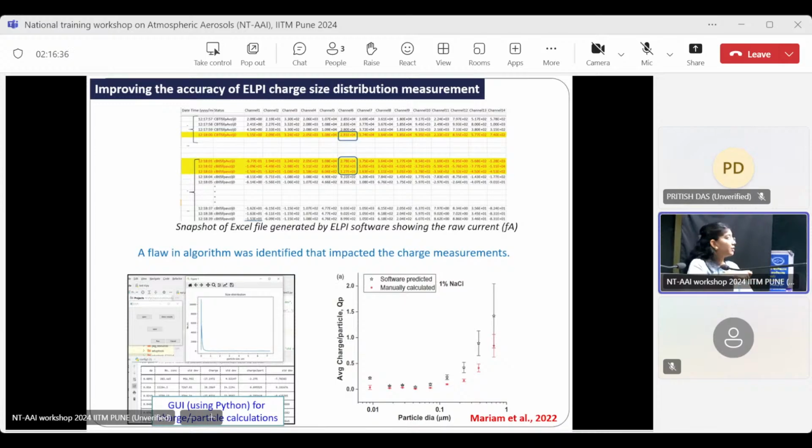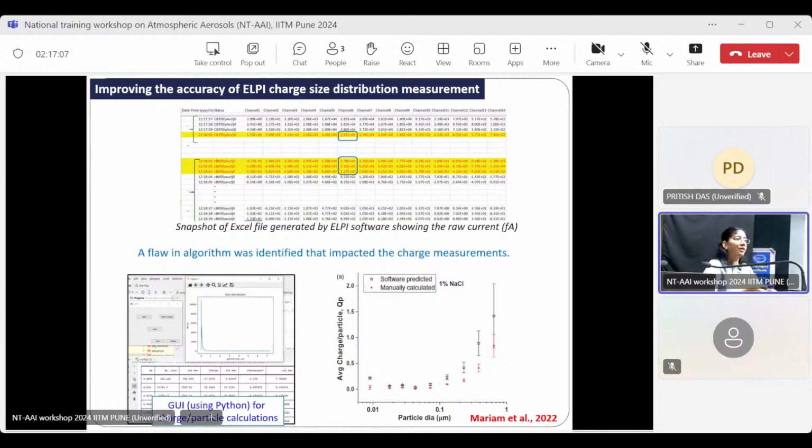And when we did the calculation removing these values, we studied this for different species. For some species like sodium carbonate, this effect was so prominent that it was changing the polarity: you got a different polarity from the software and from the manual calculation. Okay, so this is for NaCl. If you see, the manually calculated values are less and the software calculated values are more. So for that, we developed a Python program to do this calculation rather than using the software.